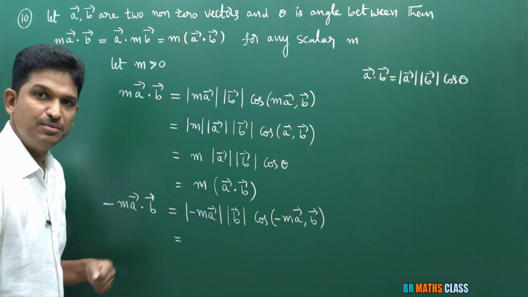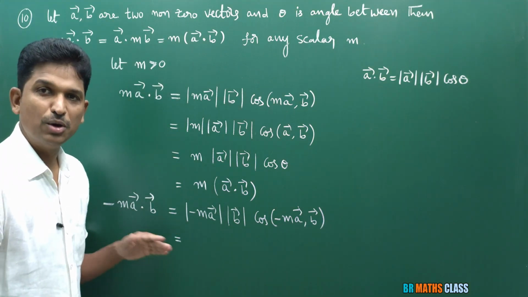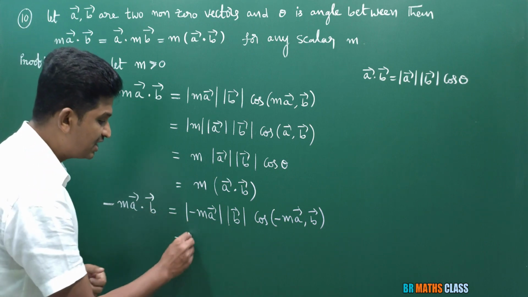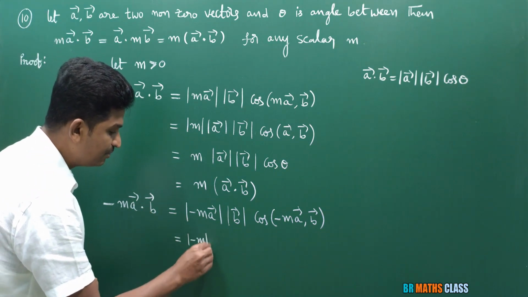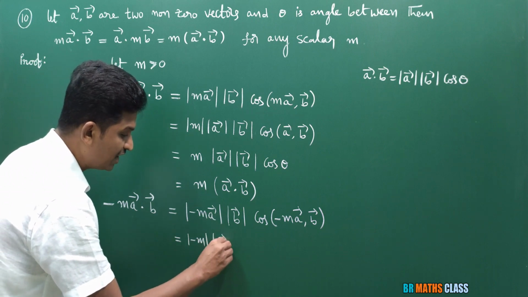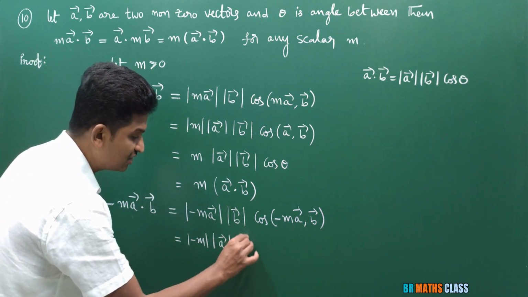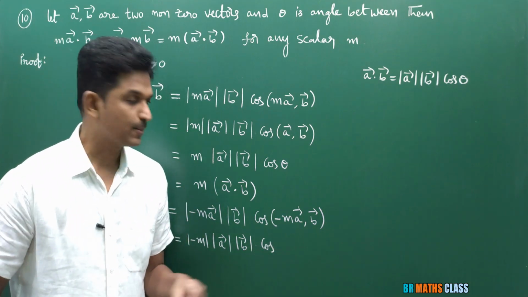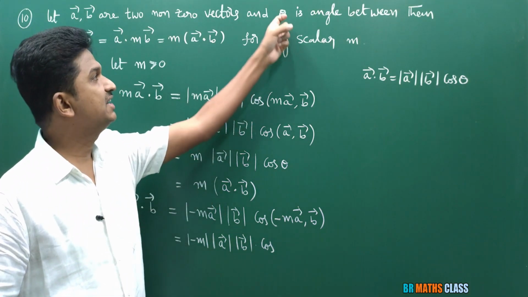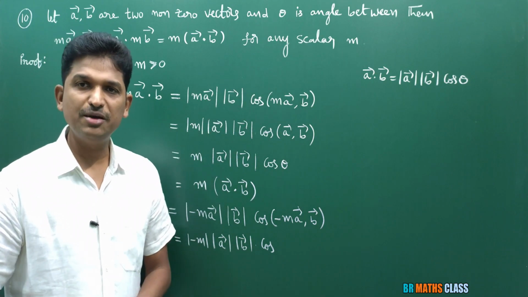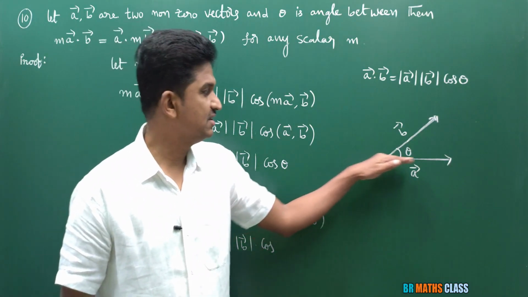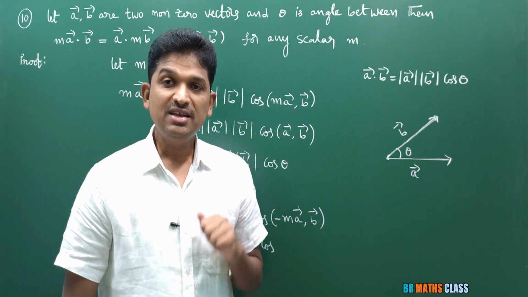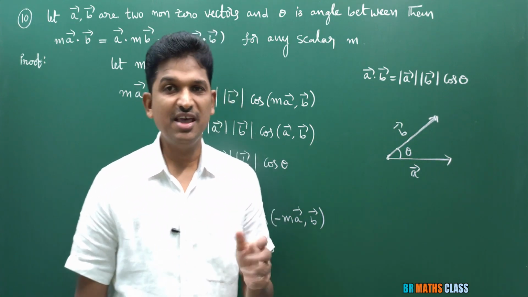That equals, if I simplify this further, we know this formula, modulus of MA bar is modulus of M into modulus of A bar. So this can be written as modulus of minus M into modulus of A bar into modulus of B bar into cos of. Here the important thing, you observe in the statement I have taken theta as the angle between the vectors A bar comma B bar. You observe here, this is A bar, this is B bar, and theta is the angle between them. What is the angle between minus A bar and B bar?